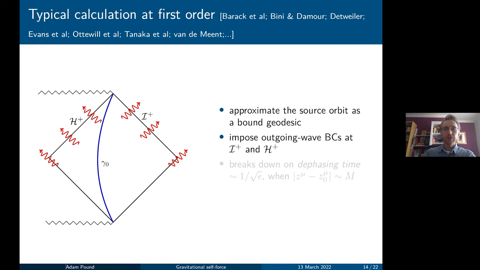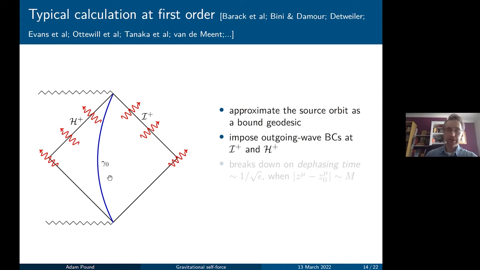first let me talk about what has been done historically, up to and including today, for calculations at first order, so ignoring second order. The thinking historically was, okay, well, on short timescales, the motion of the small body can be approximated as a geodesic of the big body. So you just put the particle on a geodesic, you let it go around forever, it's just orbiting round and round and round. You then impose outgoing wave boundary conditions at infinity and at the horizon. So by that, I mean that waves are only going into the horizon and only going out at infinity. And you just solve for the first order metric perturbation for that particle source. You calculate the regular field in order to get the first order self force.